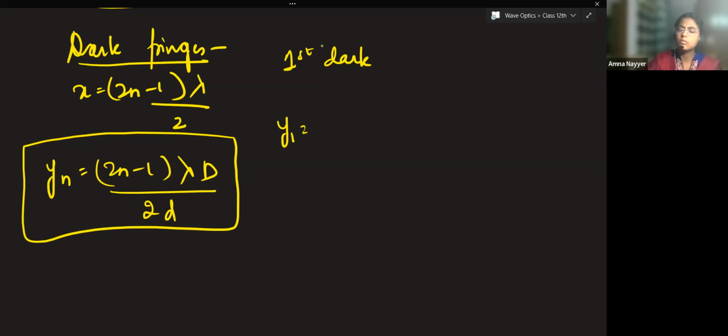So 2 into 1 is 2. So 2 minus 1 will become 1 again. That is lambda capital D by 2d. Fine? This is lambda capital D by 2d.